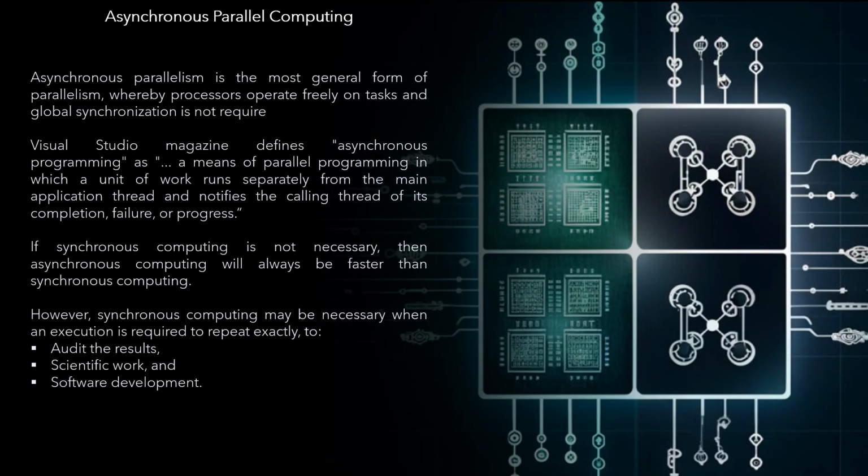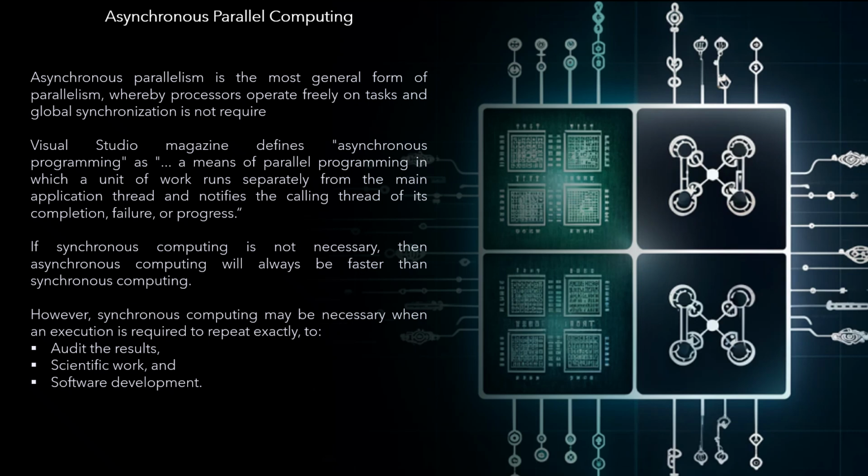Asynchronous parallelism is the most general form of parallelism, whereby processors operate freely on tasks and global synchronization is not required. Visual Studio Magazine defines asynchronous programming as a means of parallel programming in which a unit of work runs separately from the main application thread and notifies the calling thread of its completion, failure, or progress.